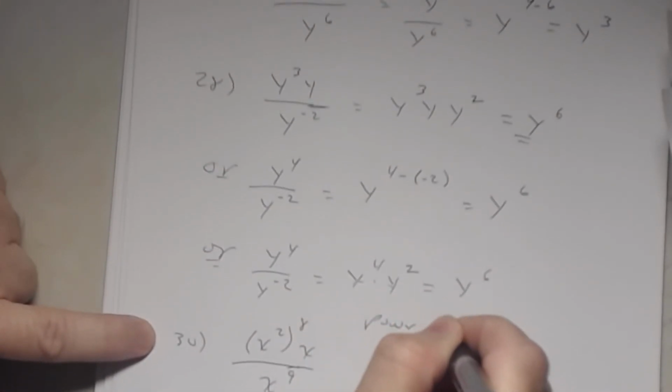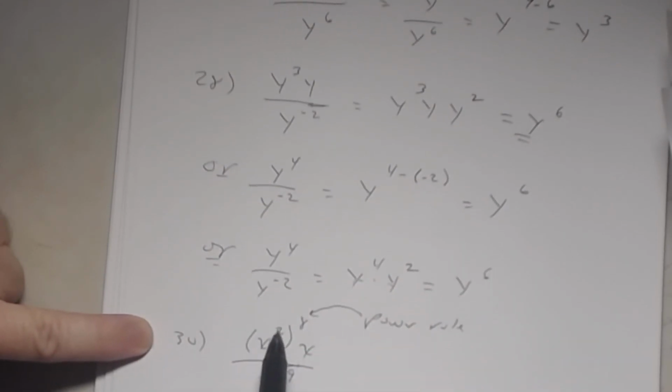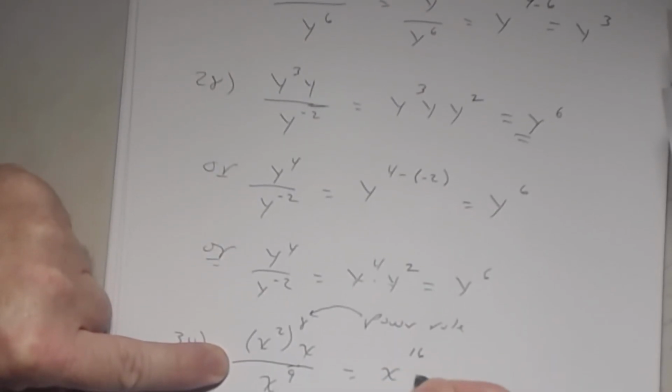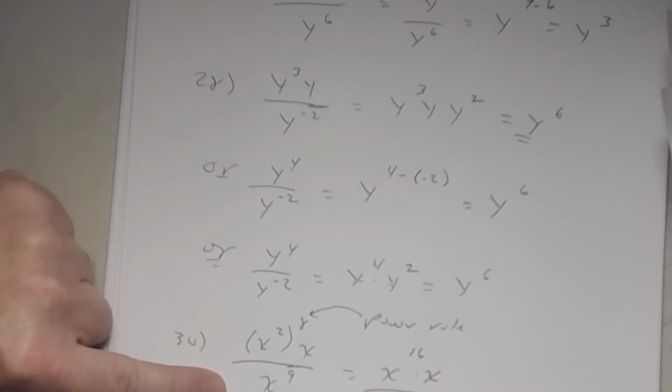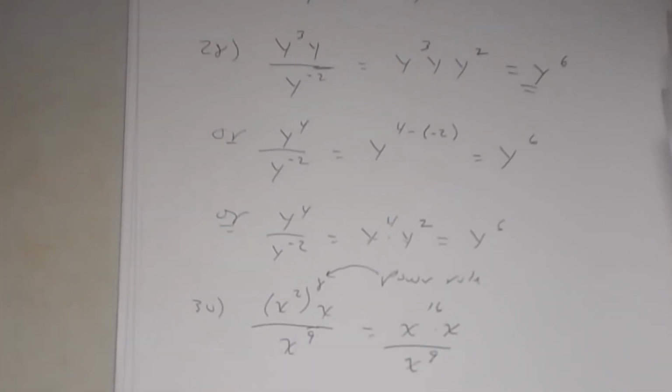Tell me the rule that you think you're going to use. The power rule. You're going to use the power rule with this right here, x squared to the 8th. When you have a power to a power, you multiply those exponents. So this becomes x to what power? Times what? Very good. Divided by what? And now that looks like 26. What's the next step?